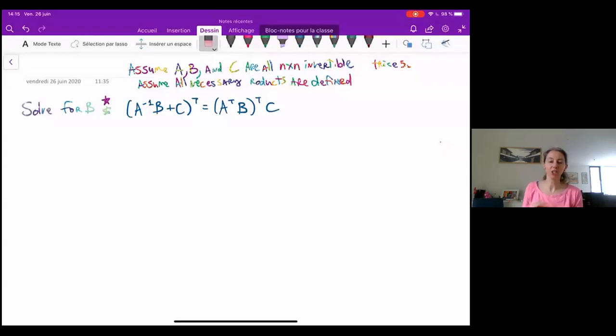Hi guys, Audrey here. So today we're going to do some matrix algebra, or matrix equations. We are going to solve this matrix equation that we have right here for B.